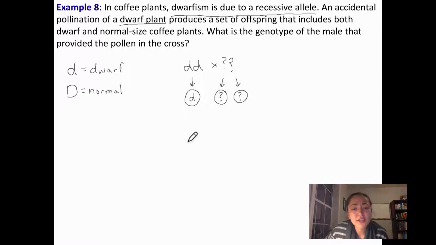So what I'm going to do here is I'm going to just set up my Punnett square. This parent could give a d. This one could give a question mark or a question mark. I'm going to set up my box just like that. I know this parent would give a little d to both of their possible offspring here, but we don't know what this other one is.